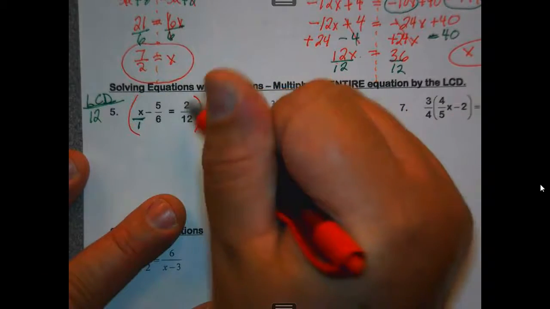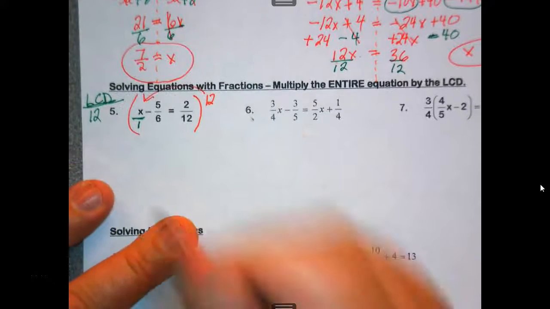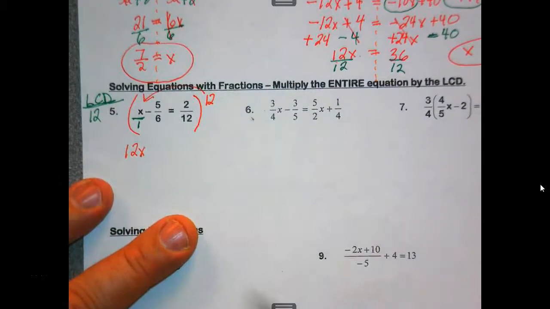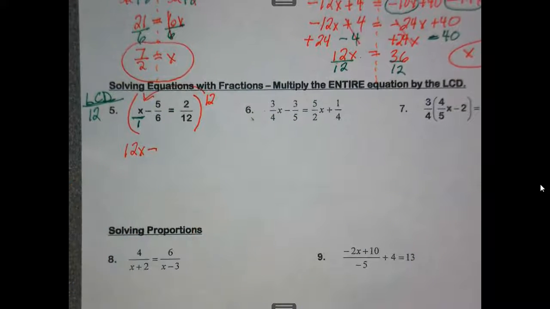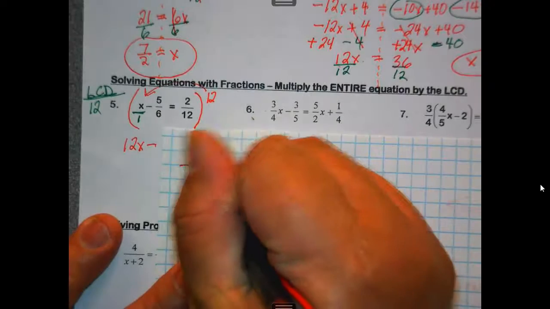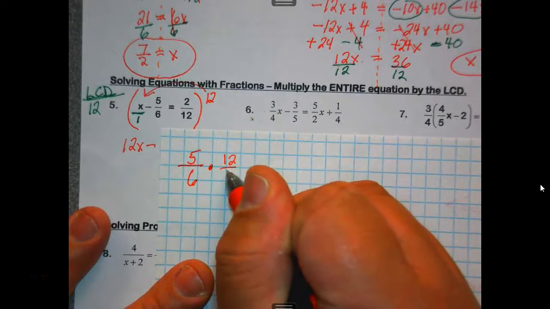Now, I'm going to multiply the entire equation by the LCD, which is 12. So 12 times x is 12x over 1, or just 12x. 5 6ths times 12 over 1. I would use your calculators. Remember what I said, that you guys are terrific at fractions, right? Times 12 over 1.